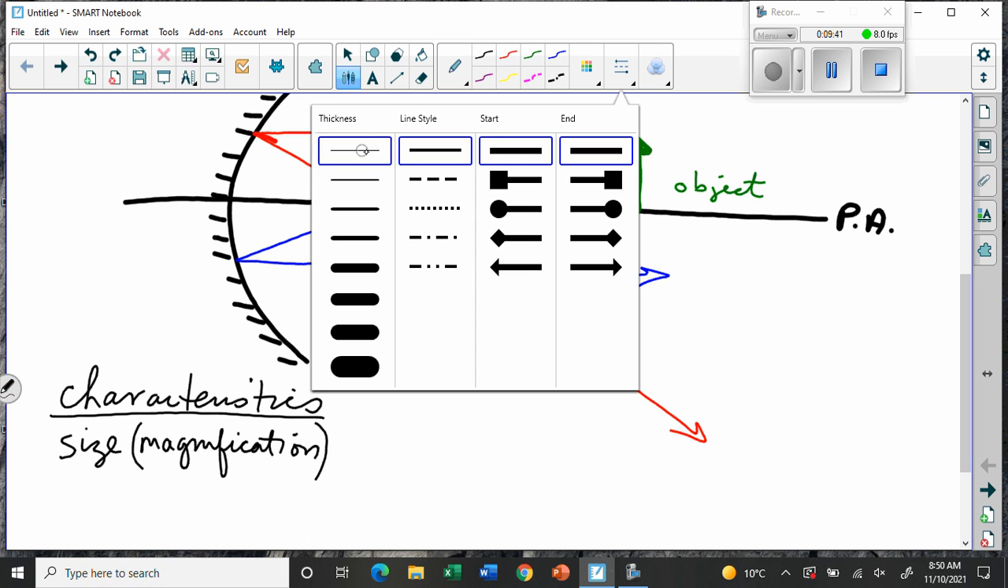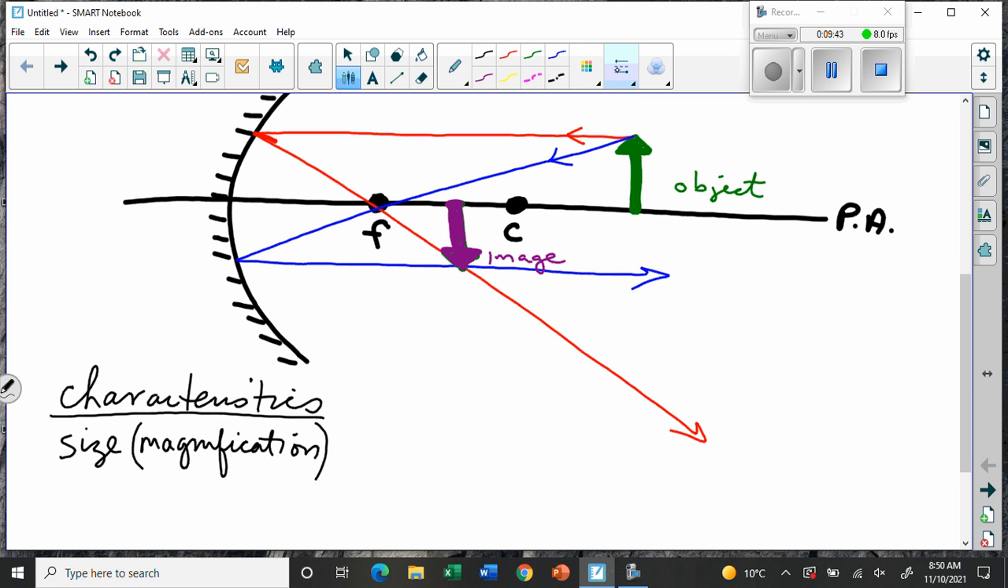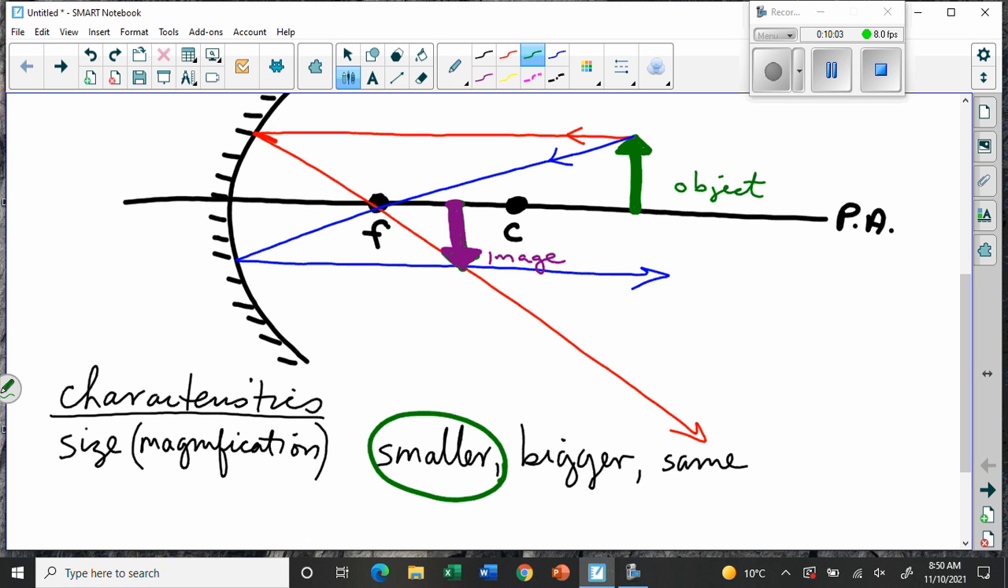So what we're going to do is we're going to use that. So there's two options. Basically, the image can be smaller. Actually, there's three options. It can be bigger, or it could be the same, right? The same size. Those are the only options you can have. And we are going to say that this one is a little bit smaller. So in this case, using those three words, we would write smaller. The image is smaller.